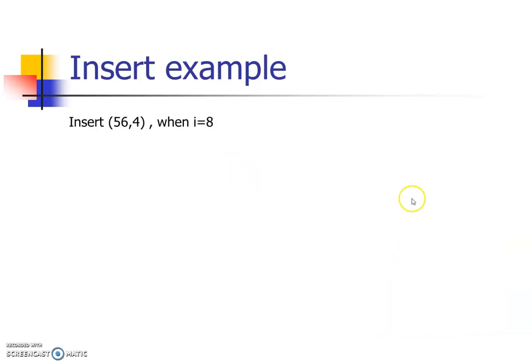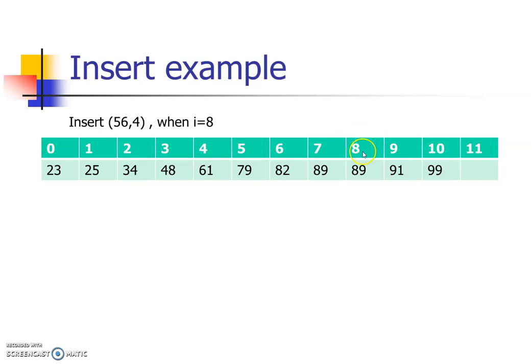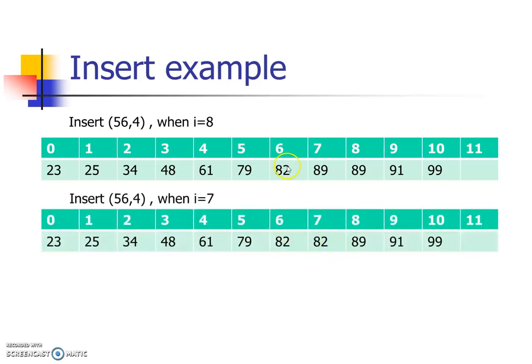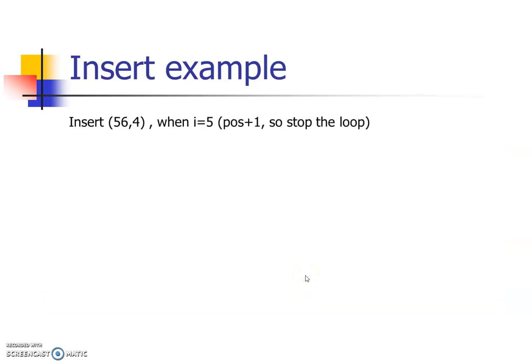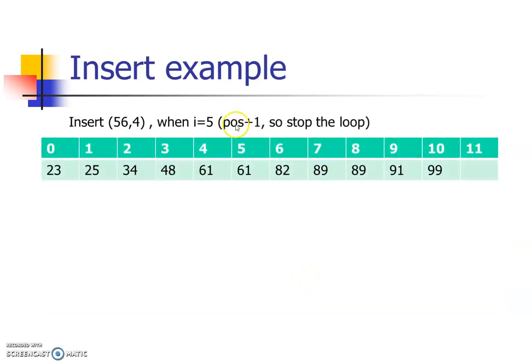So next, we move i to 8. Now we have 289 because we move 89 over here. And when i equals 7, we have 82 overwrite over here. And when we have i equal to 6, we have 79 override. So we have 279 at this moment. And then i will keep decrementing to 5, which is equal to position 4 plus 1. So that is the last thing that we need to do. So you can see we have 261 over here.